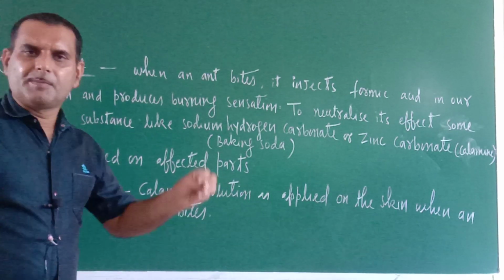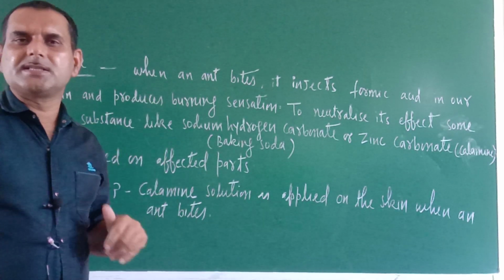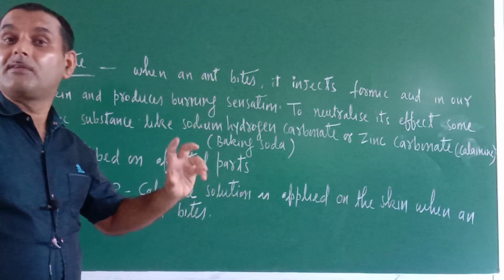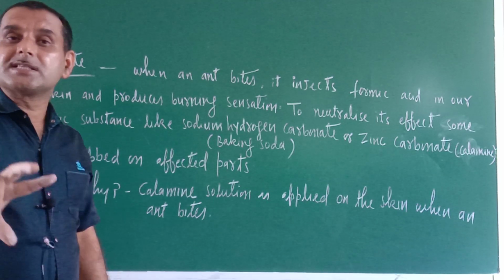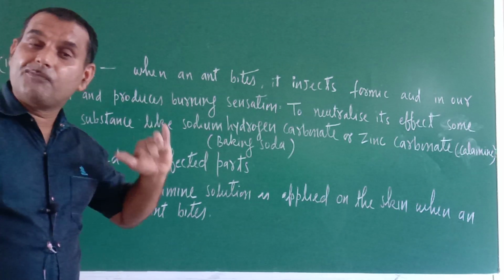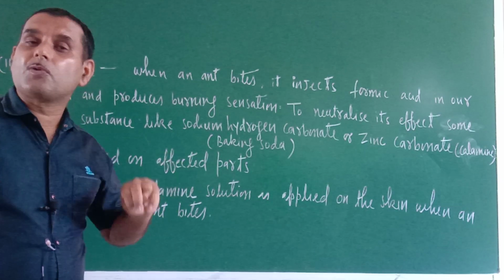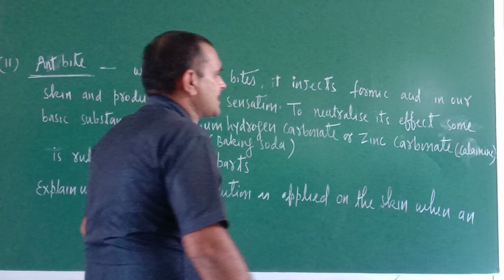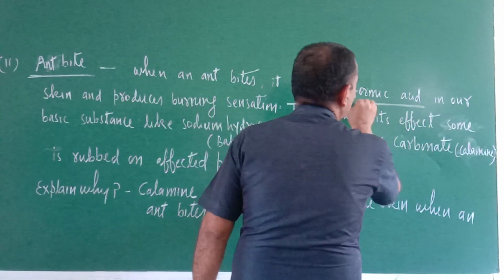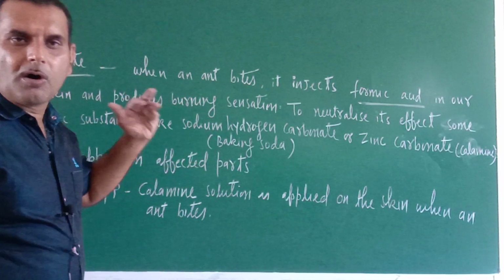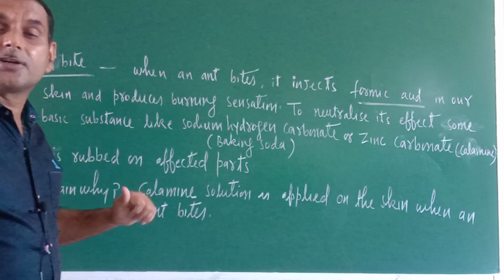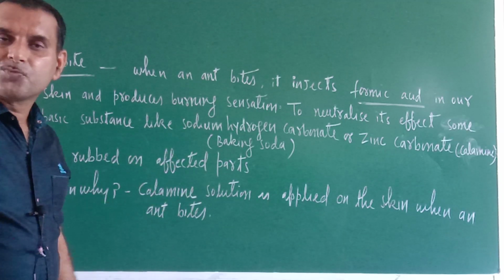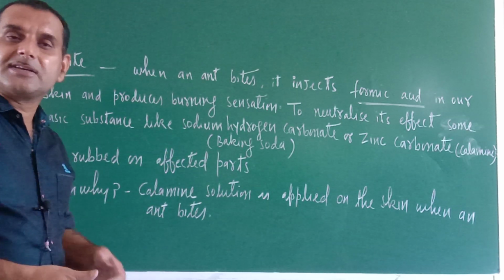Remember, you might have seen honey bees and yellow wasps, which are different varieties of ant. When they bite, what are they injecting into our skin? They are injecting one acid, that is called formic acid. When this formic acid is injected into our skin, it produces a burning sensation and shooting pain. To neutralize this acid, what is there?